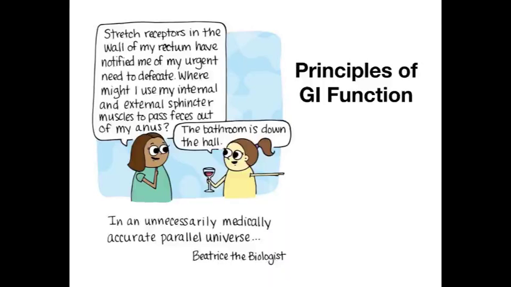Motilin is released by your M cells that are also present in the duodenum and the proximal part of your jejunum.